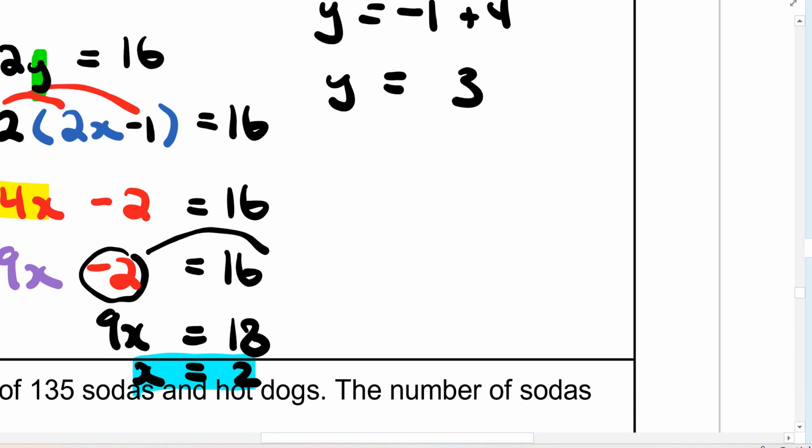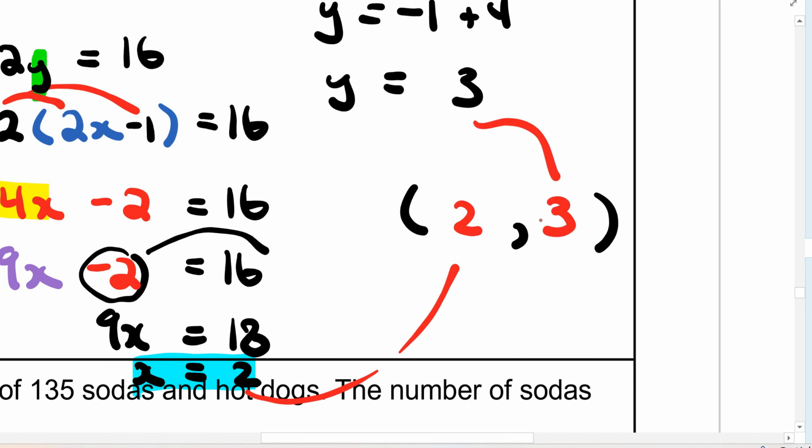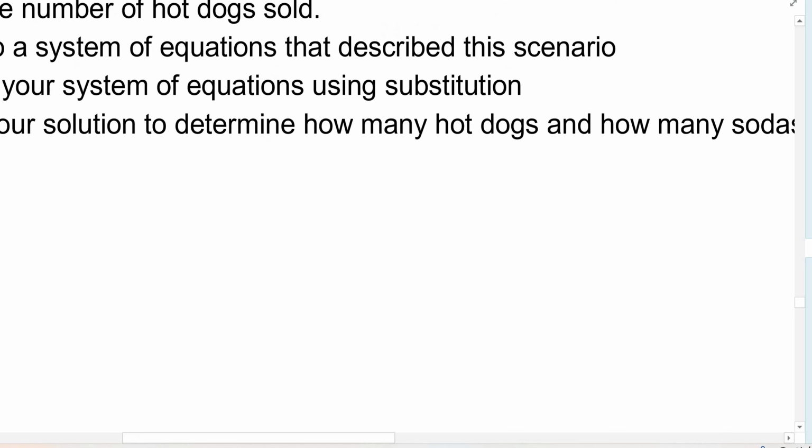Okay, so it's not enough to write your answer like that. You have to write your answer as an ordered pair. So the 2 goes there and the 3 goes there. So there's your ordered pair answer, (2, 3). The two graphs intersect at the point (2, 3). Okay, so move on to this word problem here.